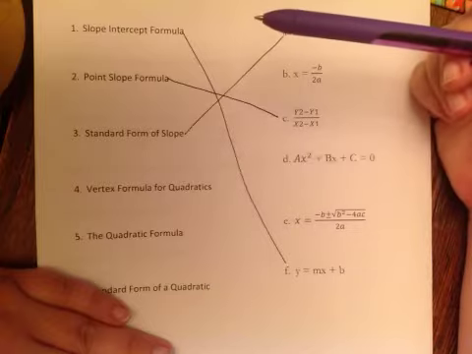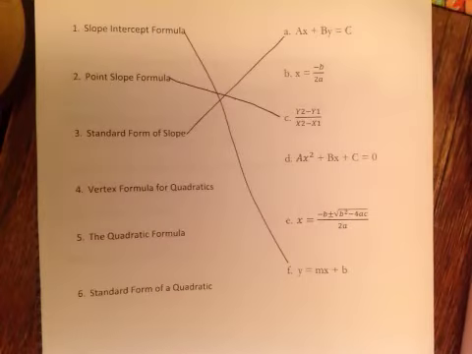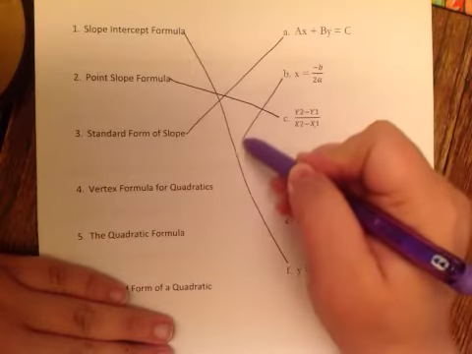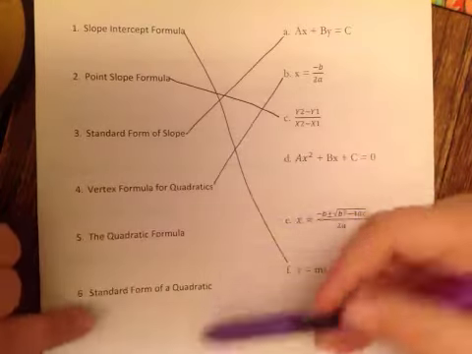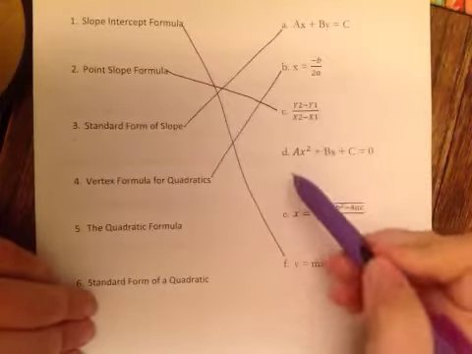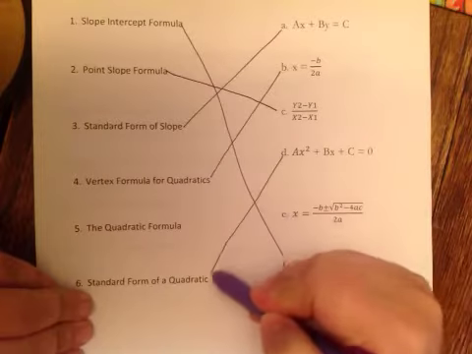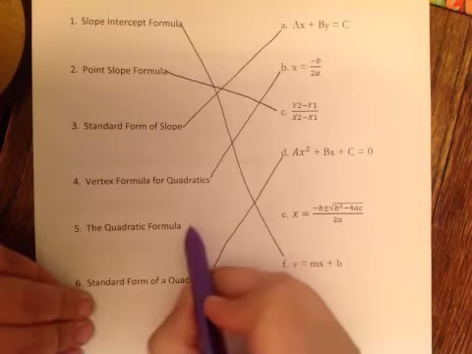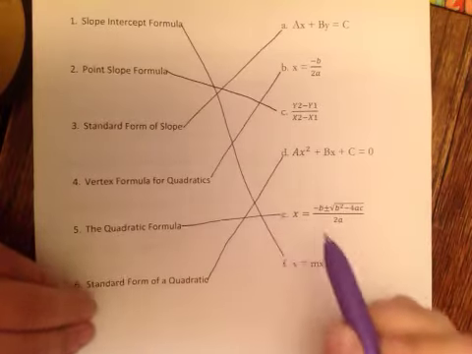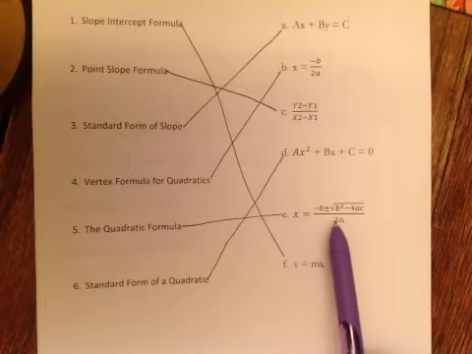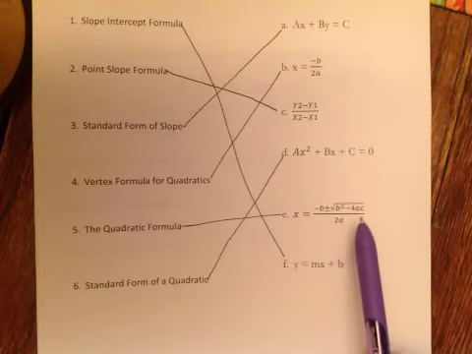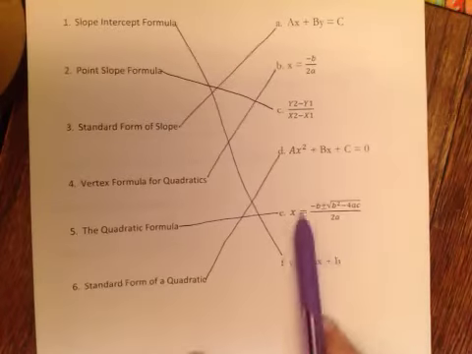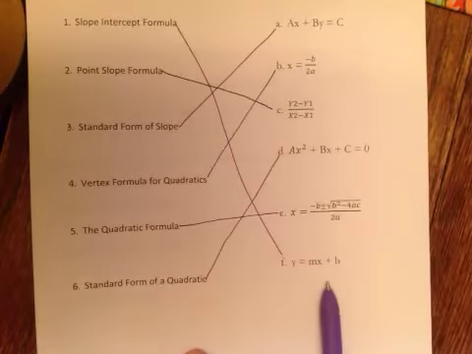Vertex formula for quadratics is this right here, which is what you learned on Friday, that negative b over 2a. Standard form of quadratics is what we've been using to find our factors and our zeros. That's here. And then today we're going to actually learn the quadratic formula, which is the song. The song is negative b plus or minus the square root of b squared minus 4ac, all over 2a. So this formula plus all of these have to be memorized.